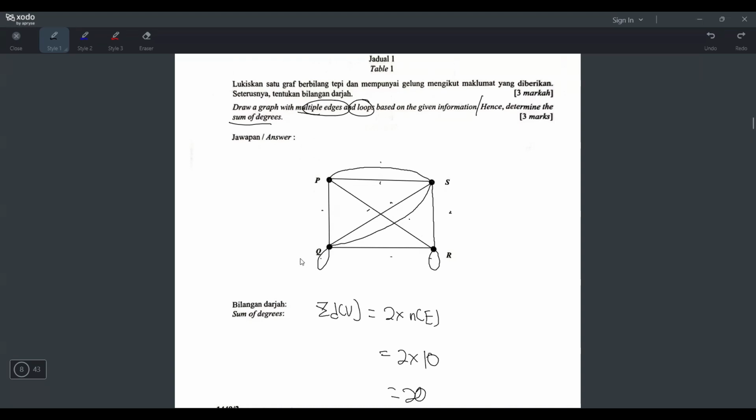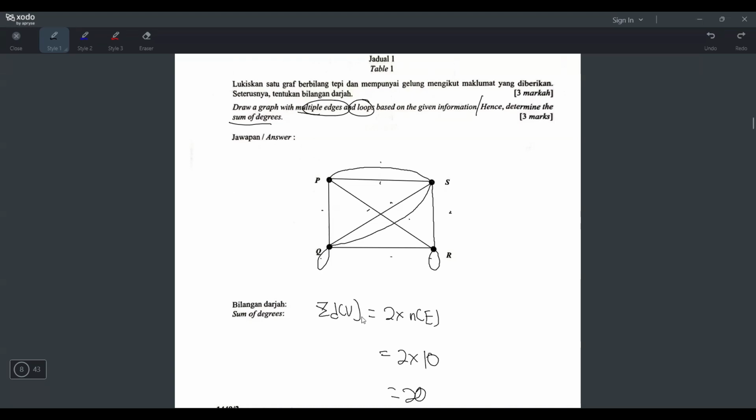Degree means how many lines connect to that vertex. So if I put a loop like this, then the degree will be 2 because there are 2 lines connecting to that vertex. So that's the answer.